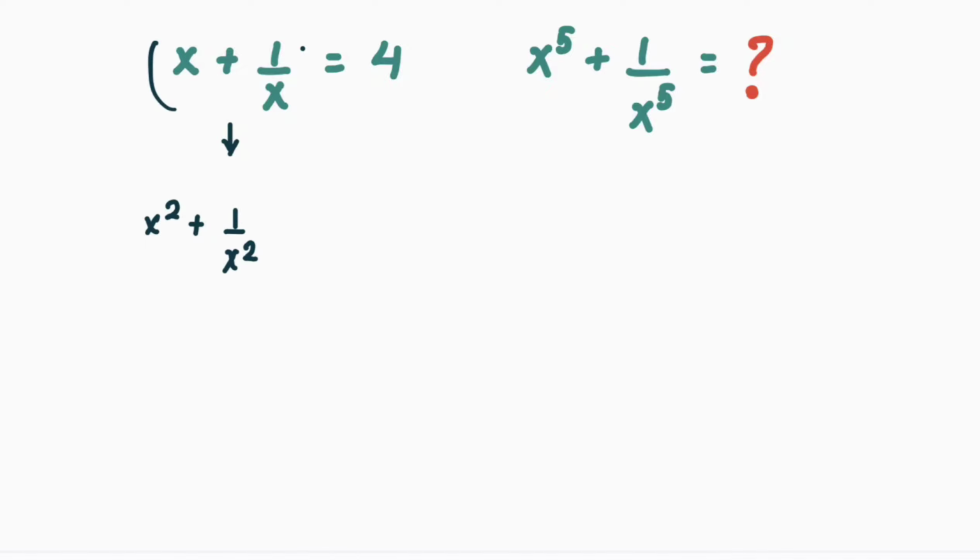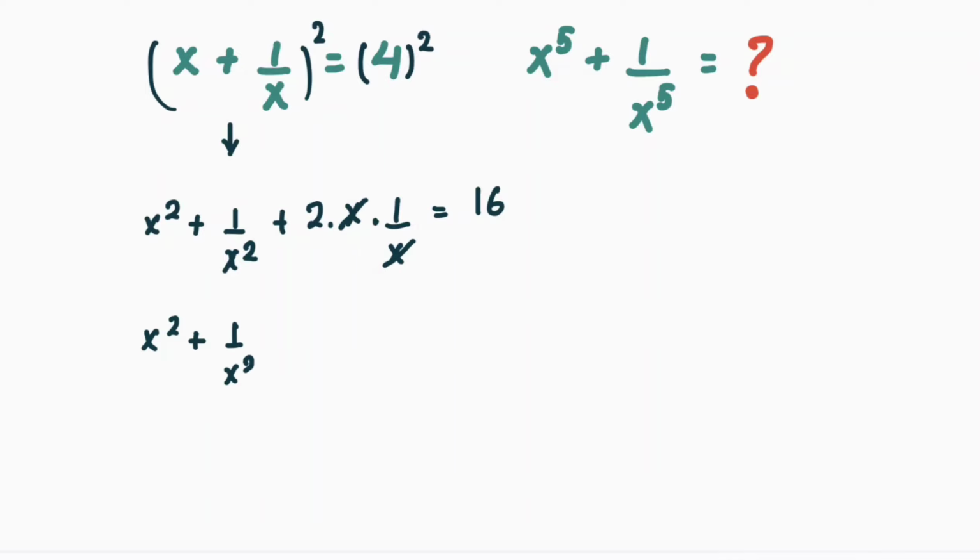For that, take the square of the first equation. So x square plus 1 by x square plus 2 times x into 1 by x is 16. x and x will get cancelled, and the value of x square plus 1 by x square is 16 minus 2, 14. Now what about x cube plus 1 by x cube?